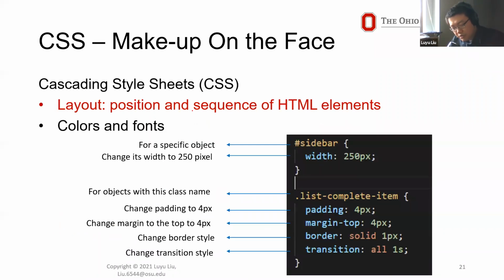And in the next part, of course, we talked a lot about the muscles and the senses. Now we're going to go for the beauty part, which is CSS. We want to make some layouts. We want to play with the colors. CSS's full name is Cascading Style Sheets. First, it can manipulate the layout, for example the position and sequence of the HTML elements on the page. And the colors and fonts are the most important, I would say, because nowadays they are more important than anything else.